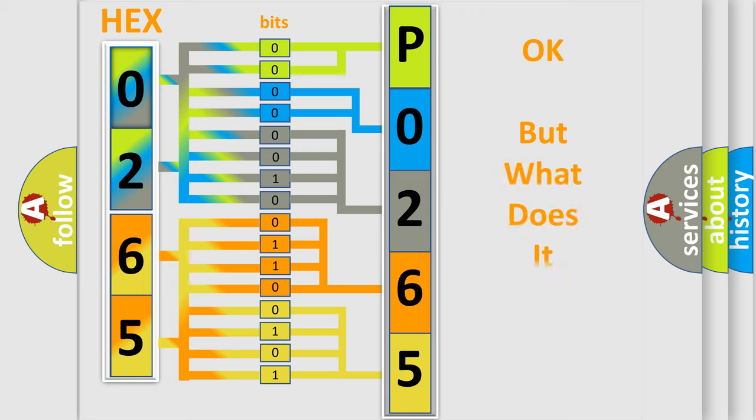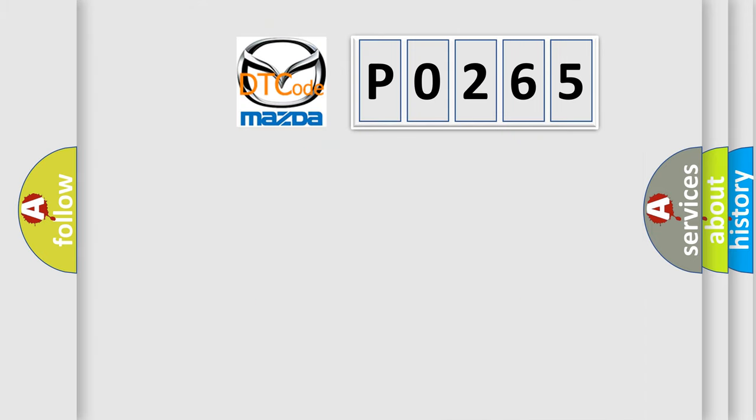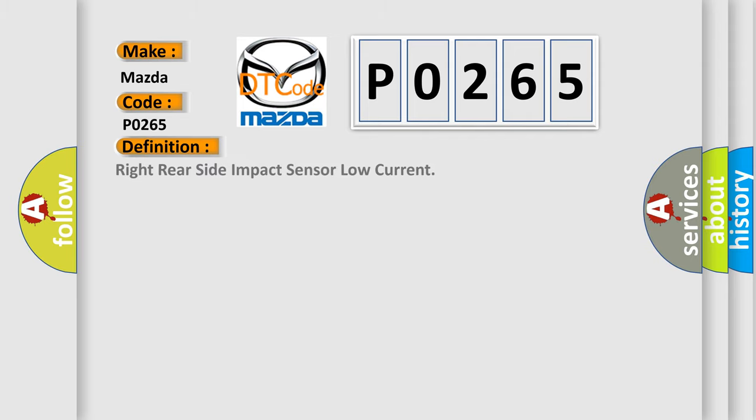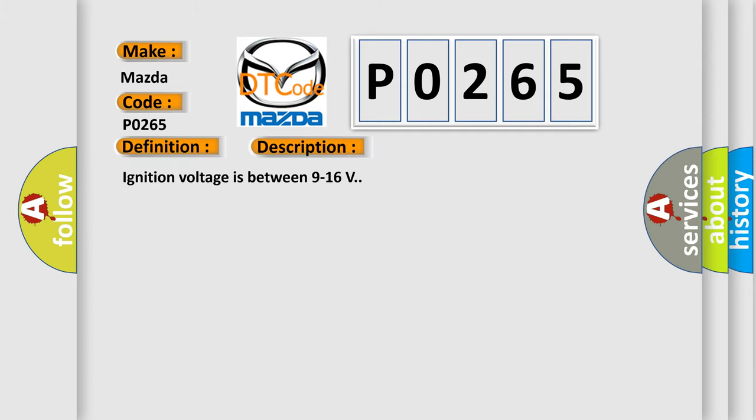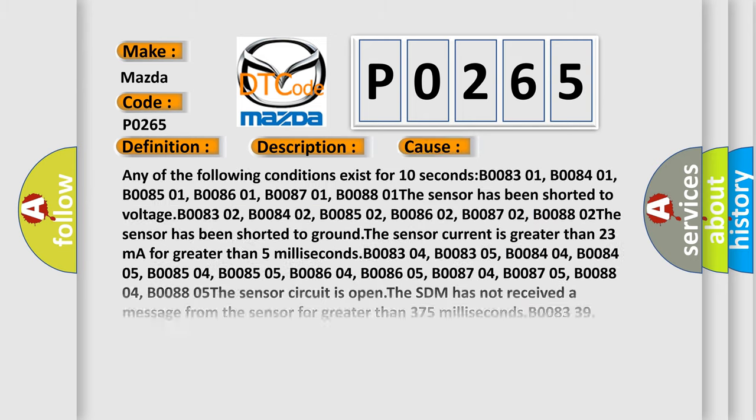The number itself does not make sense to us if we cannot assign information to what it actually expresses. So, what does the diagnostic trouble code P0265 specifically mean for Mazda vehicles? The basic definition is right rear side impact sensor low current. And now, a short description of this DTC code. Ignition voltage is between 9 and 16 volts. This diagnostic error occurs most often in these cases.